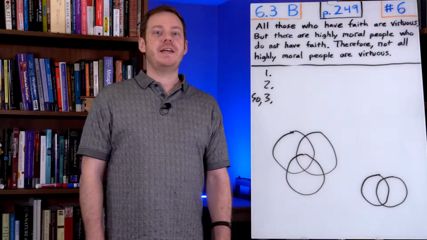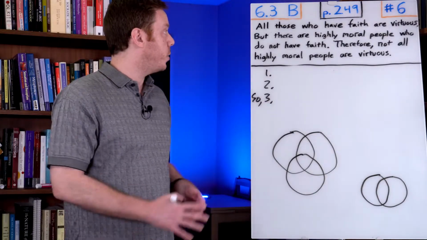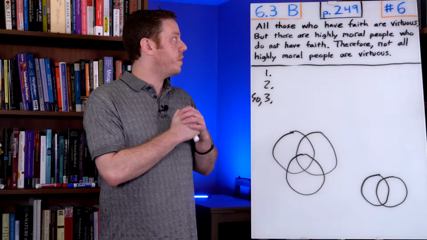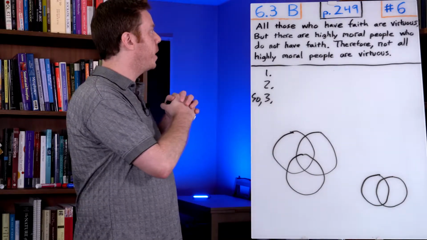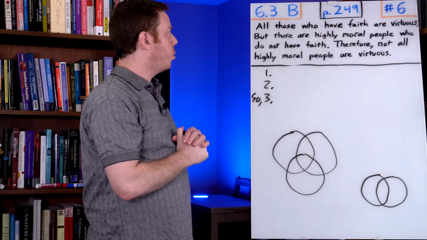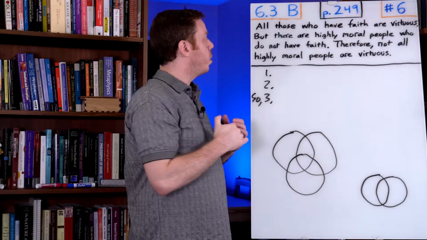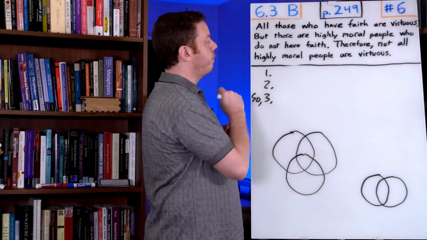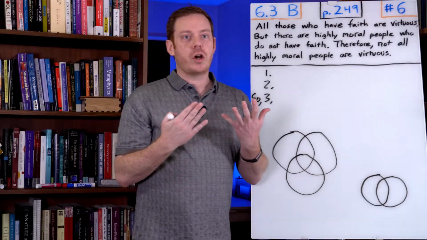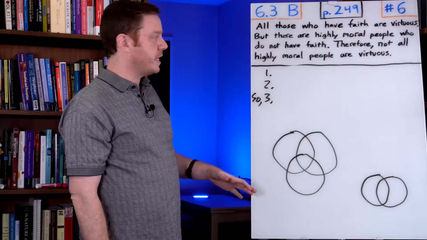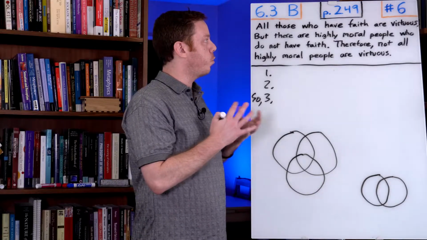Hey everybody, in this video we're going to be doing some practice of Venn diagrams. So this example is from page 249, number 6. So what are we going to do first? Well, we're going to need to put this example in some kind of standard form so we are sure about which types of statements are occurring here so that we diagram it correctly.